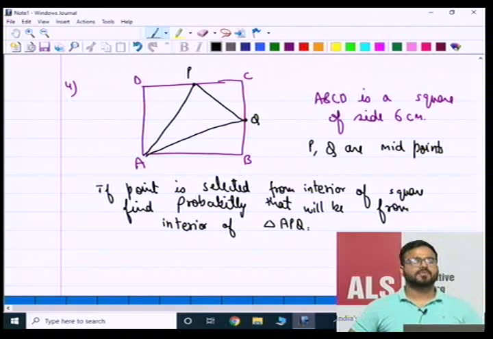So it says ABCD is a square of side 6 cm, P and Q are the midpoints of those sides. If a point is selected from the interior of the square, find the probability that it will be from the interior of triangle APQ.